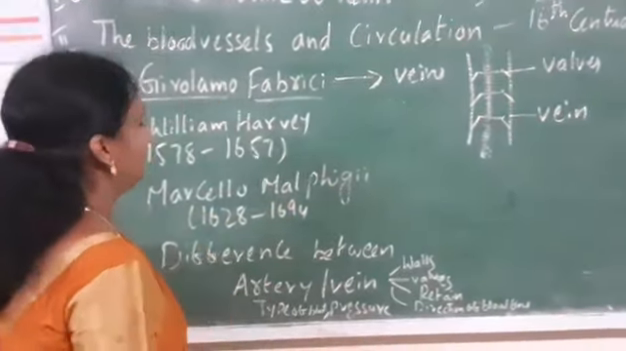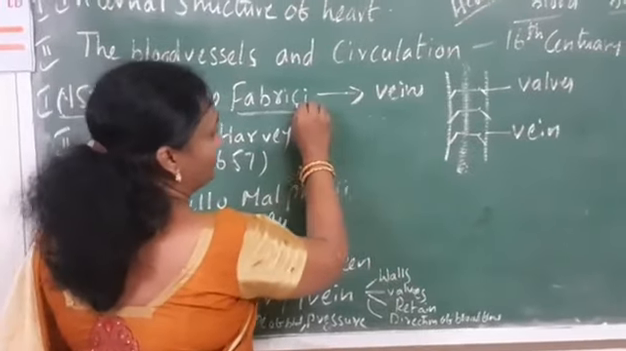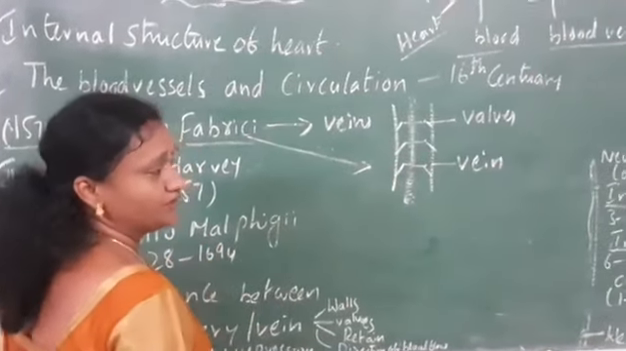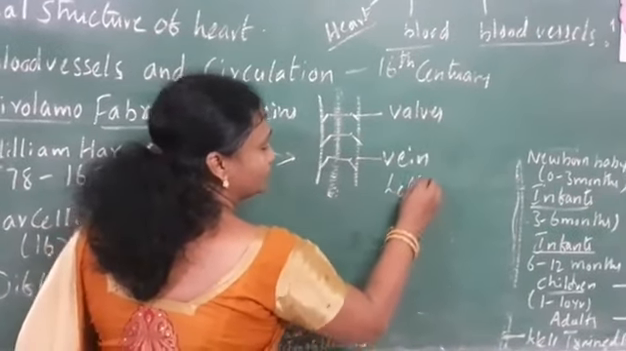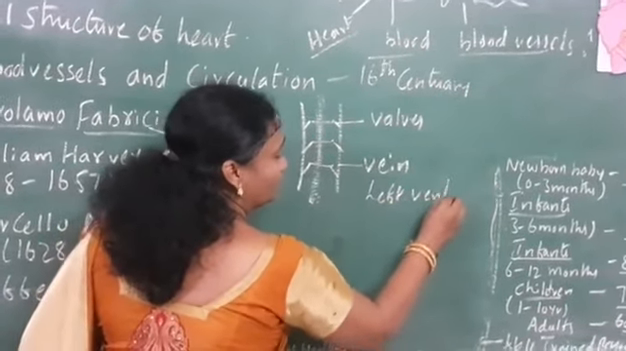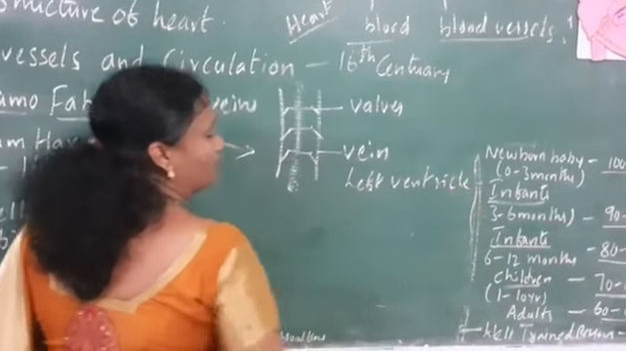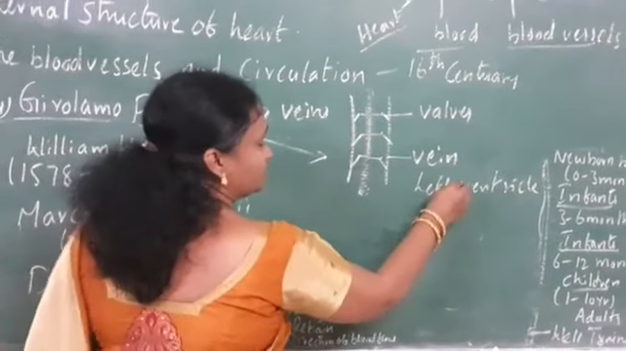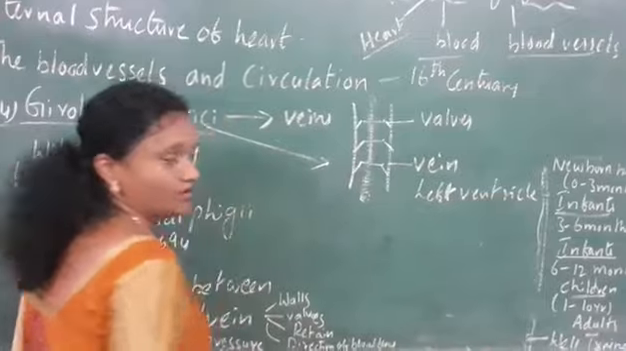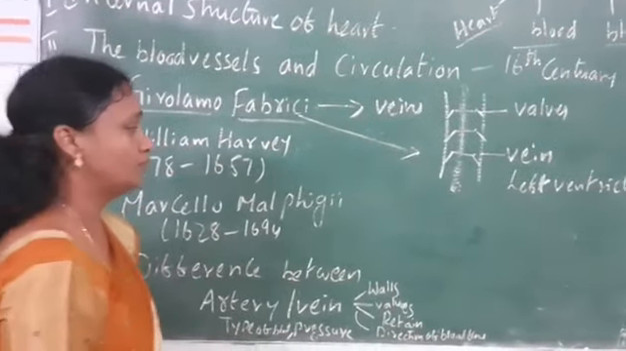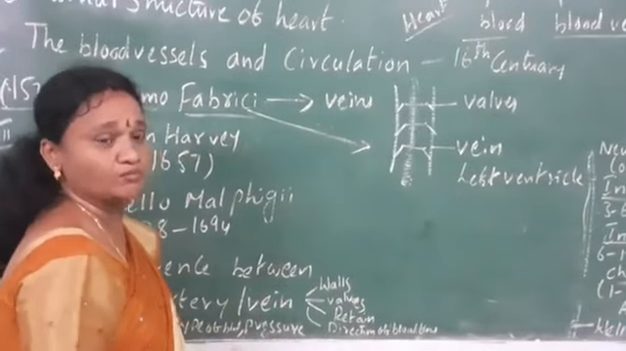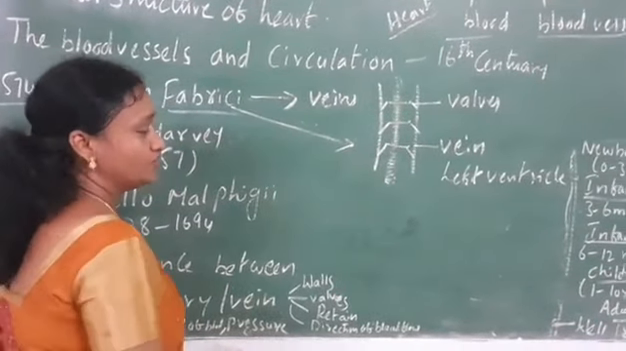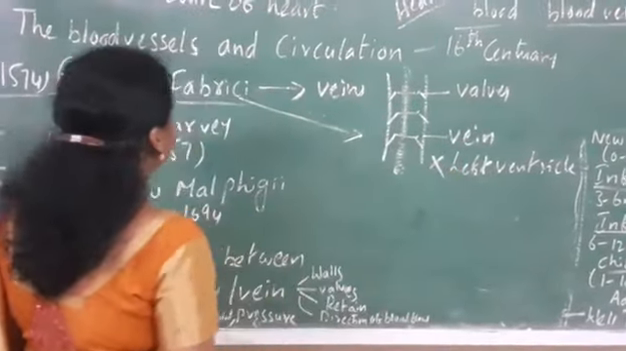So that was the discovery made by Fabrici, but he failed to explain the blood flow from the left ventricle. Yesterday I told that the pure blood is pumped by the ventricle into the systemic aorta. From the systemic aorta, the blood flows down, so it is clear that the blood is moving with gravity. That is what Fabrici failed to explain.